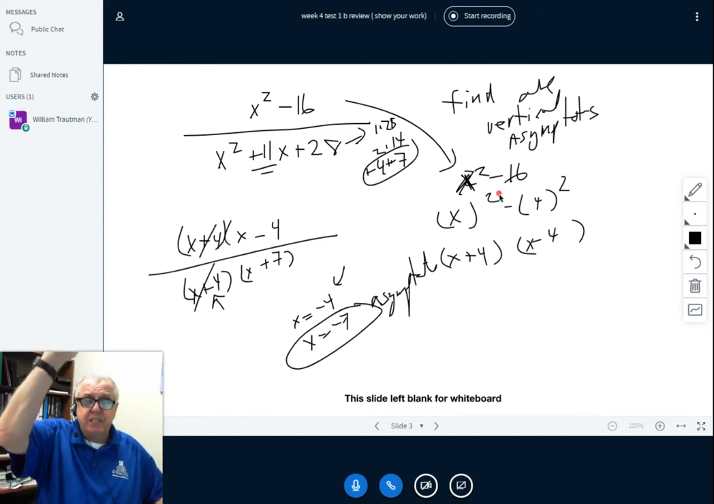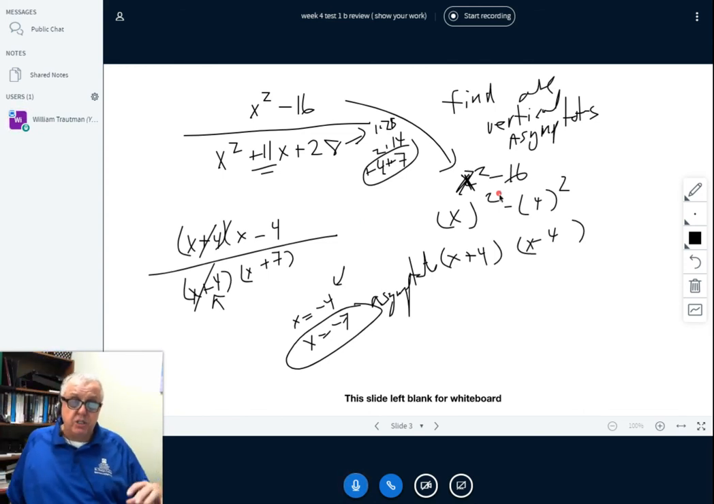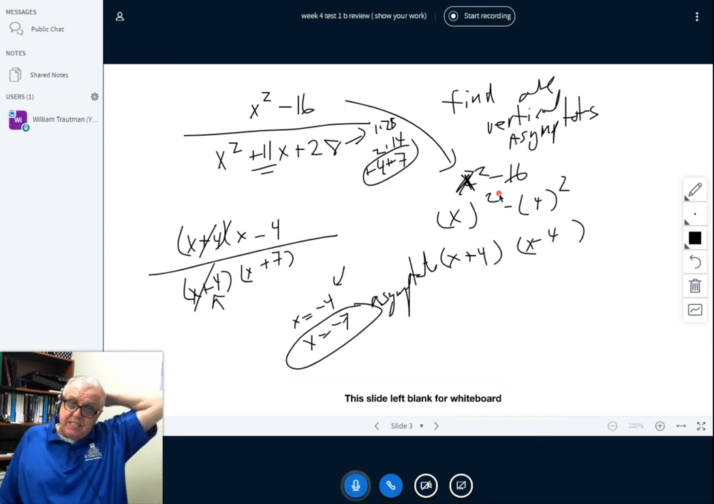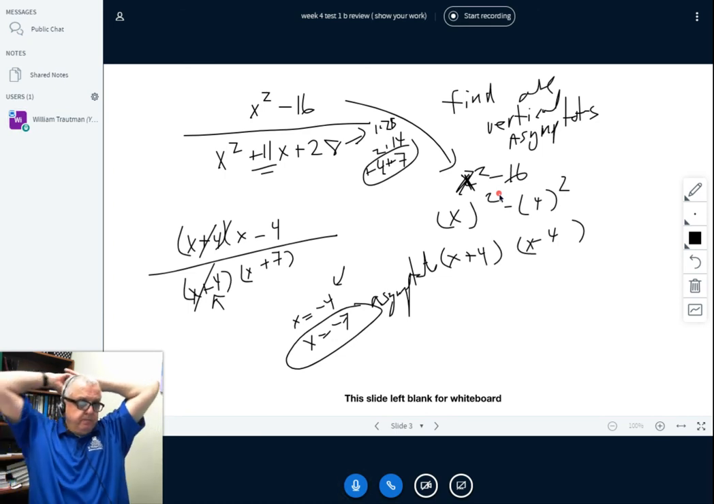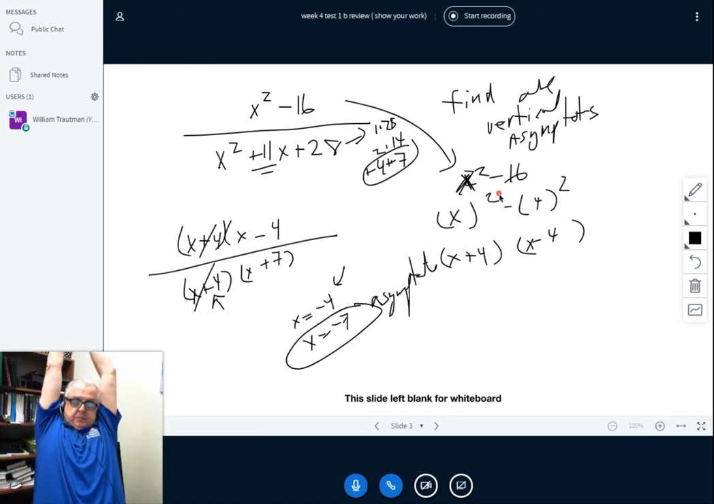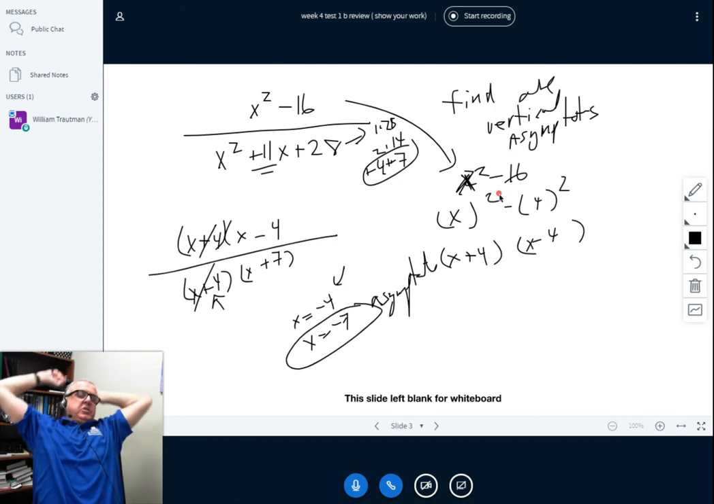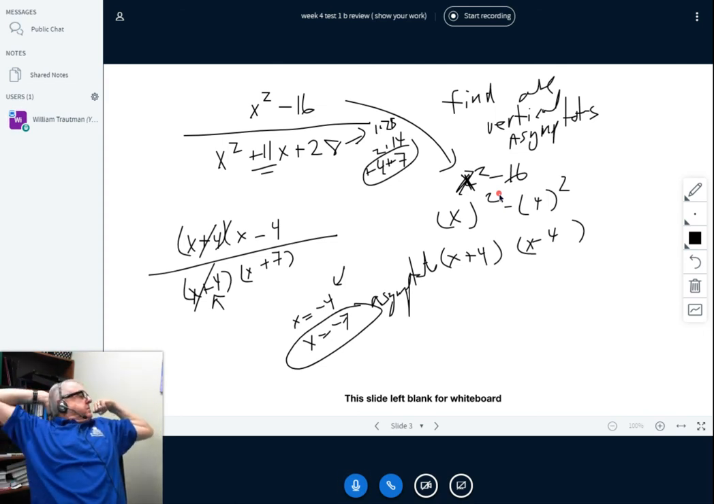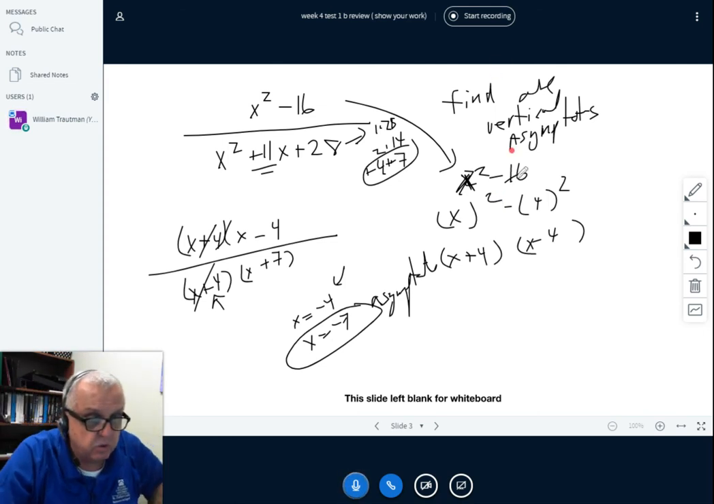An asymptote is an invisible line your graph cannot cross. A hole is just a hole in a graph. And if you graph it, you'll see that actual hole. You just have to zoom in and get very close to that hole and you'll see it.